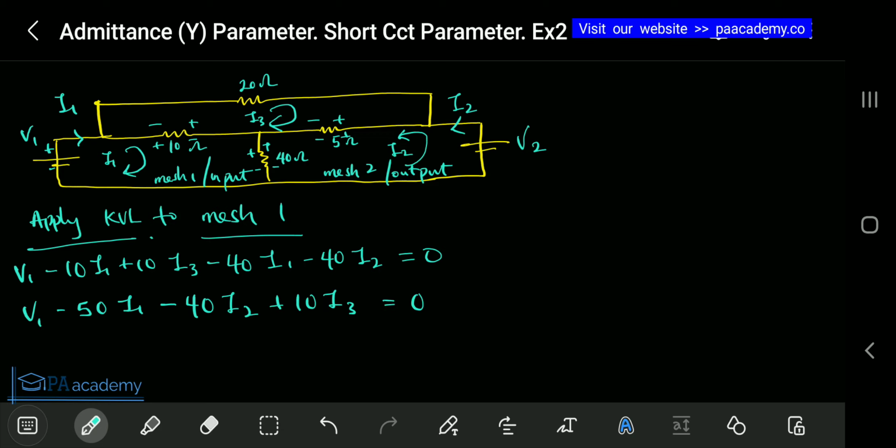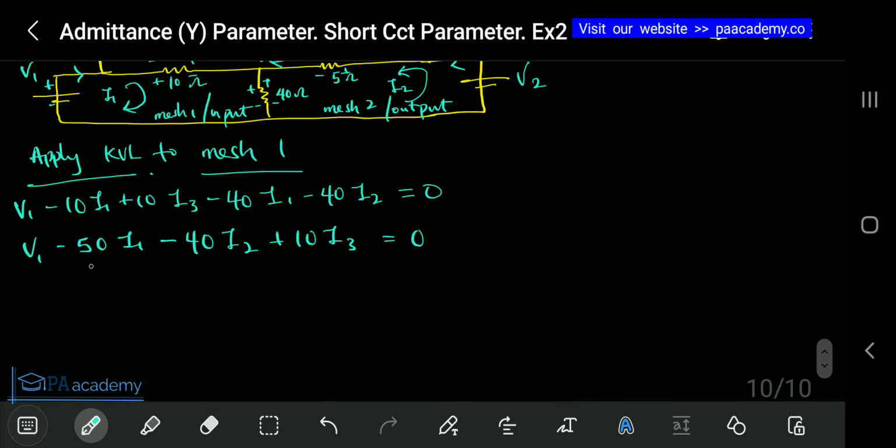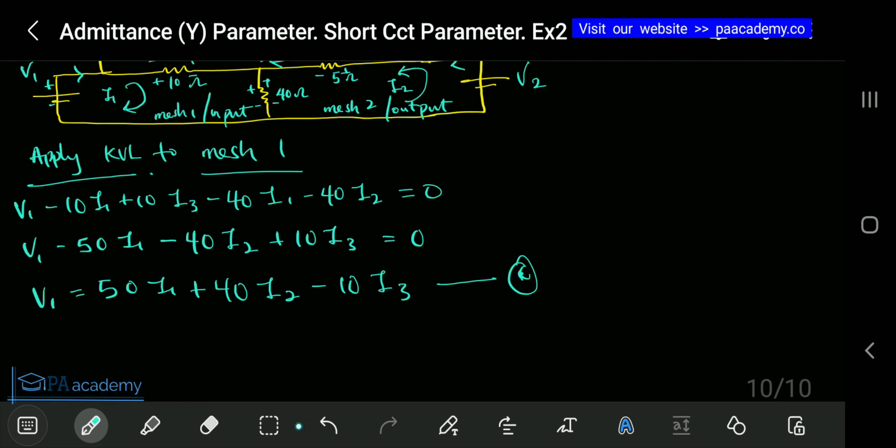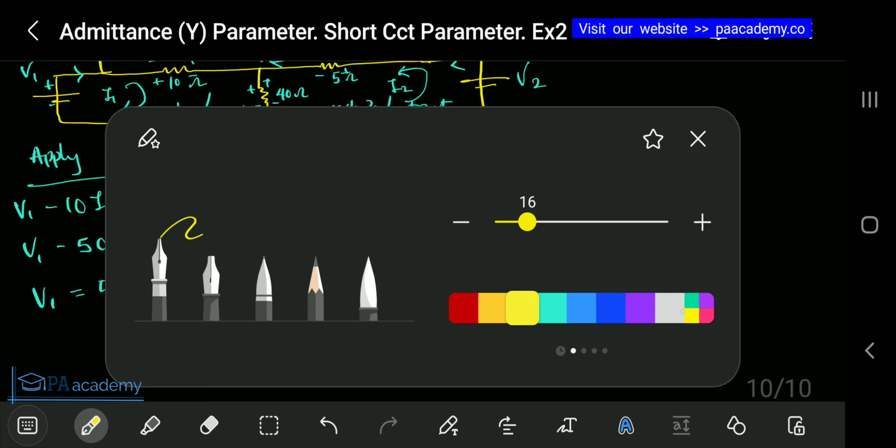So what I want to do is move all of them to the other side apart from V1. So I'll be having V1 equals 50 I1 plus 40 I2 minus 10 I3. Exactly. So this will be my equation 1. Take note of that. That is our first equation.